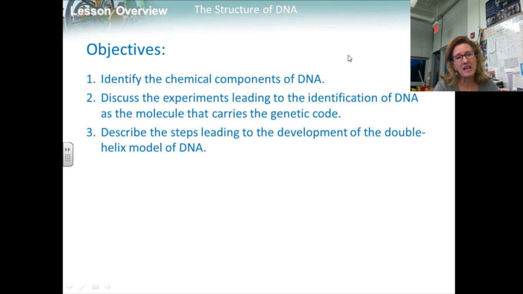So our objectives, again, were identify the chemical components of DNA, discuss the experiments leading to identification of DNA as a molecule that carries genetic code, and describe the steps leading to the development of this double-helix model. So make sure you can do that. The history behind DNA, the chemical components of DNA, ask yourself, do you understand all this stuff? If you don't, go back and look at it again, because it all supports our goal to describe the basic process of DNA replication and how it relates to the transmission and conservation of genetic information.